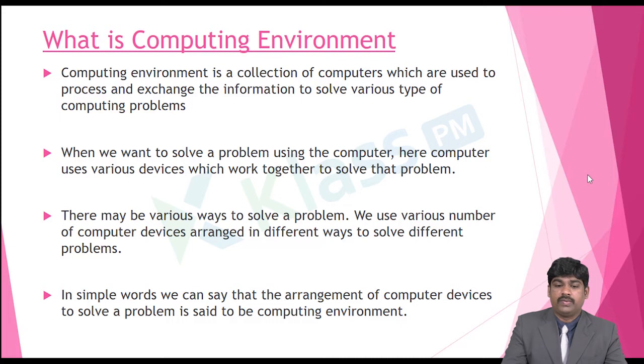When we want to solve a problem using the computer, the computer uses various devices which work together to solve the problem. Suppose I want to book a ticket online. I need a computer, and a printer in order to print the ticket. As I want to book the ticket online, the computer should have internet connectivity, either through a wired or a wireless connection. If it is a wired connection, I require something like an Ethernet cable, and if it is wireless, the computer should be connected to a router. There may be various ways to solve a problem.